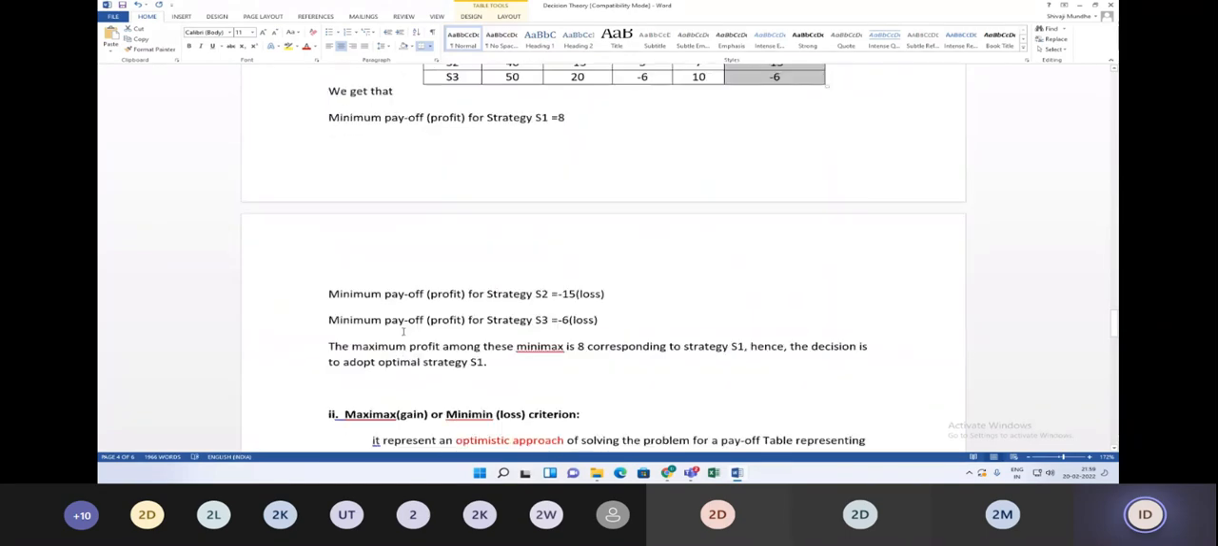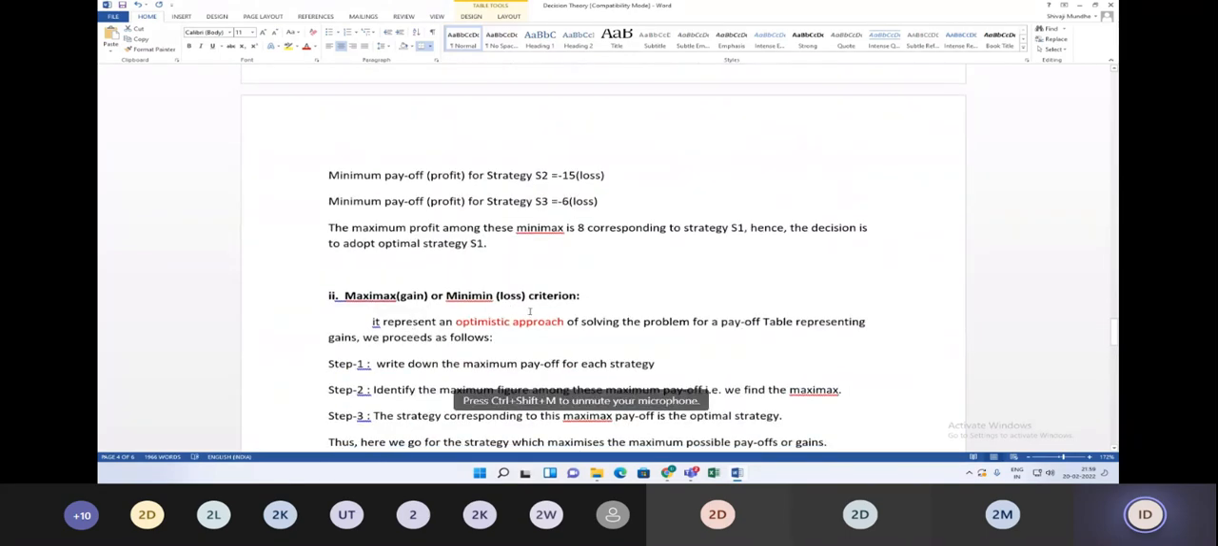First one is maximin and minimax. But now here we are applying a different criteria. What is maximax? That is maximum gain. Minimin is the minimum loss. Both criteria are different, no doubt. In the MCQ question paper they may ask about this.